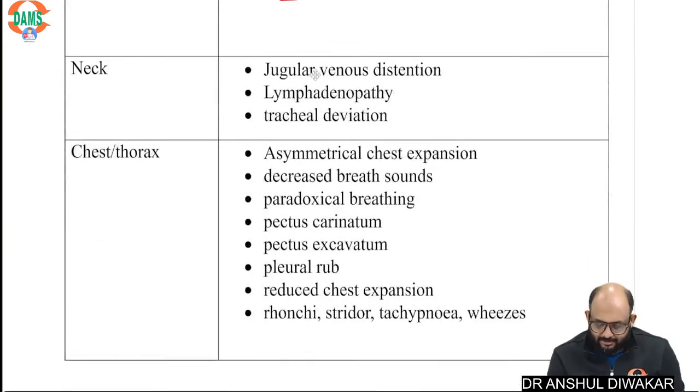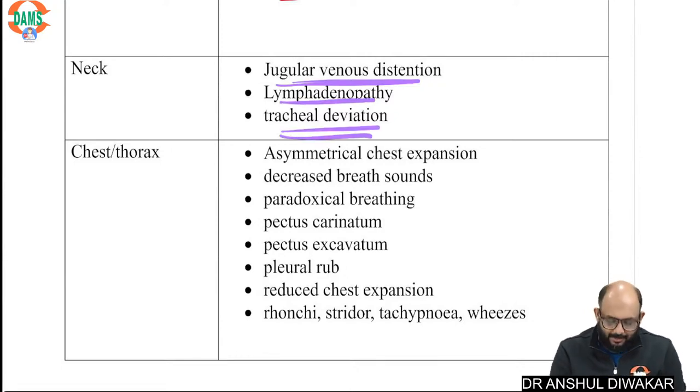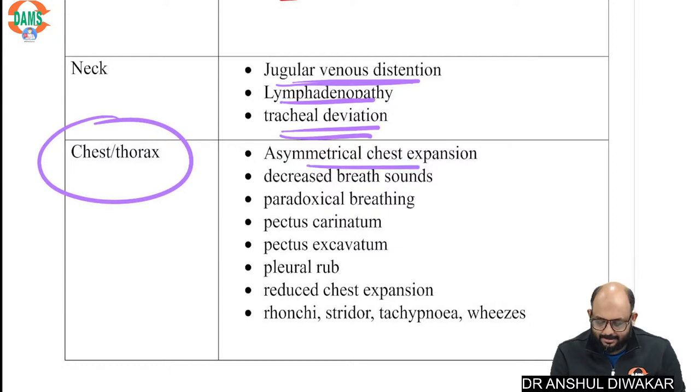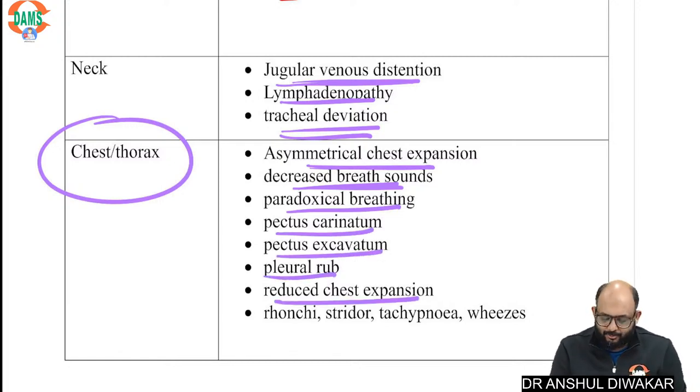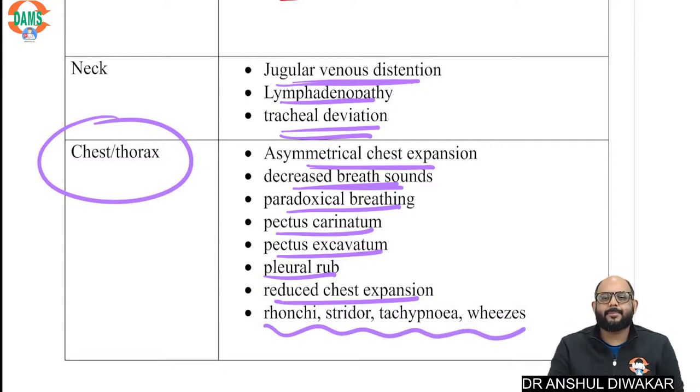You look at the neck: jugular venous distension, lymphadenopathy, tracheal deviation. And if you look at the chest and thorax: asymmetrical chest expansion, decreased breath sounds, paradoxical breathing, pectus carinatum, pectus excavatum, pleural rub, reduced chest expansion, and all types of adventitious sounds like rhonchi, stridor, tachypnea, wheeze.